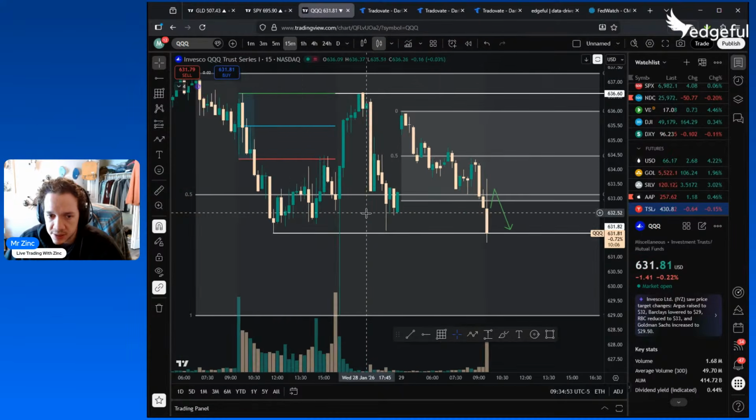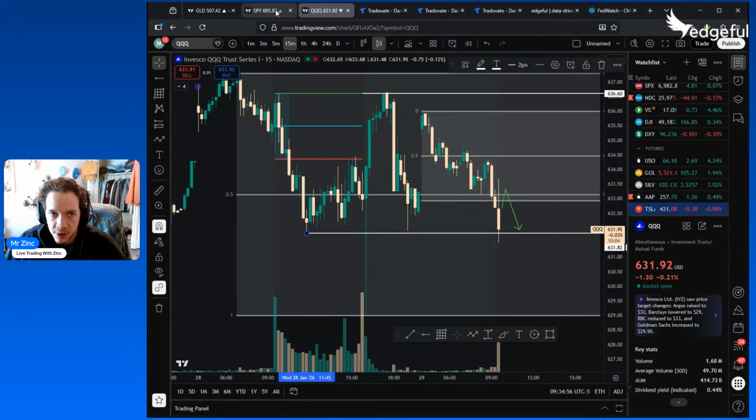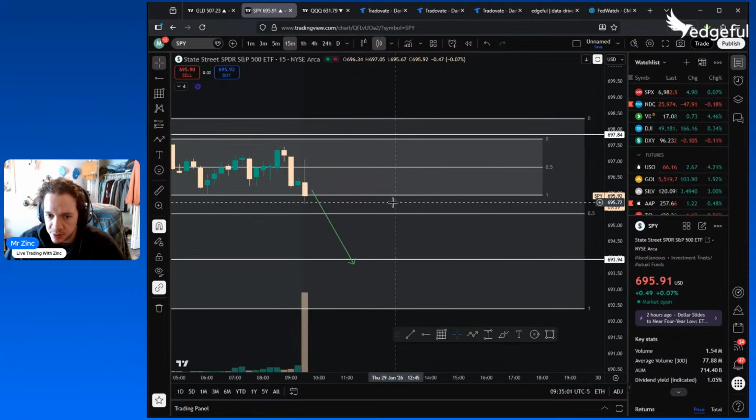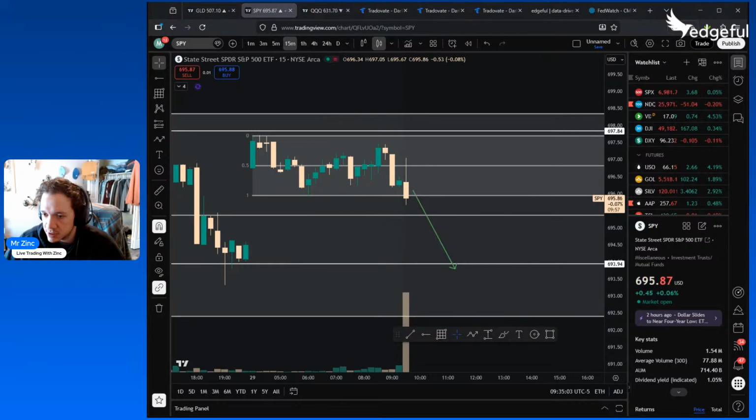QQQ has fulfilled its stat on the inside bar. I just gotta see what SPY wants to do. They have also both formed their IB high first, so it should guide us a little bit lower.